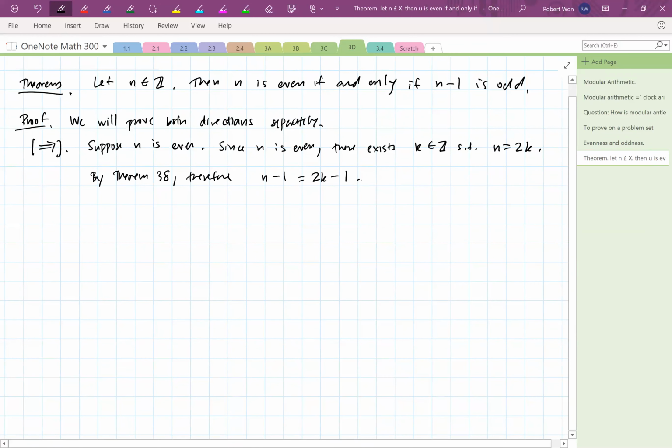Okay, well, I need to show that n minus 1 is odd, which means I need to show that it's 2 times something plus 1. Right now I've shown that it's 2 times something minus 1. So it's not quite what I want. What I want is 2 times k minus 1 plus 1. So if you do this arithmetic, maybe it would be better to help my reader to do this. 2k minus 2 plus 1. That's the same thing as 2k minus 1, which is 2 times k minus 1 plus 1.